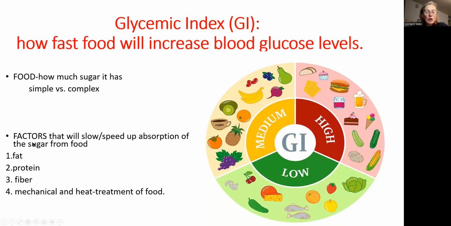And then I will talk about factors that will either slow down absorption of that sugar from the digestive tract or will speed it up. I will talk about fat, protein, fibers, mechanical, and heat-treated food because all of these factors may convert food, let's say, from medium glycemic index to high glycemic index food or vice versa. So let's go to the blackboard and talk more about that.